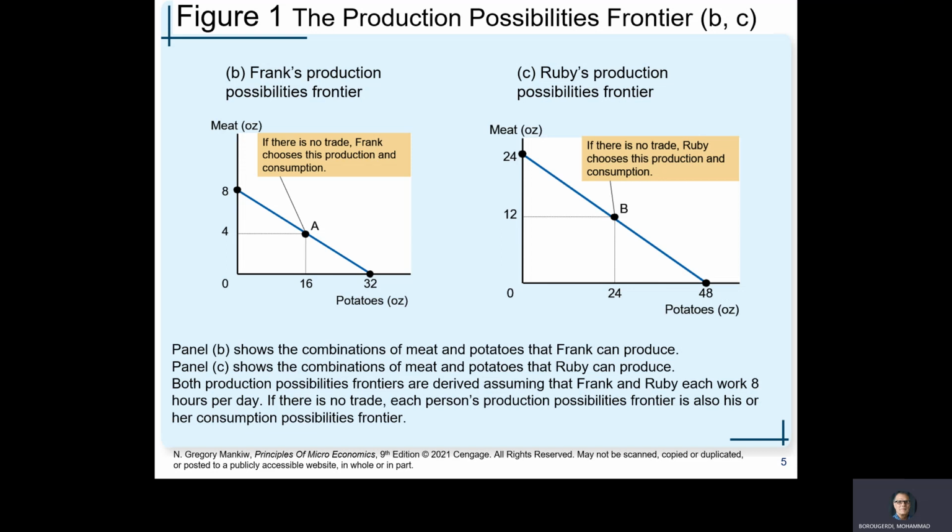How about potato? If Ruby works 8 hours just doing potato, she ends up with 48 ounces of potato. On the other hand, Frank on panel B, working 8 hours on potato, ends up with 32 ounces of potato. Well, Ruby is still better than Frank. She has the absolute advantage.